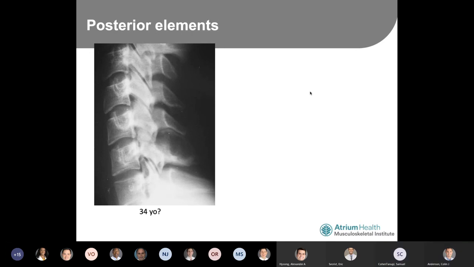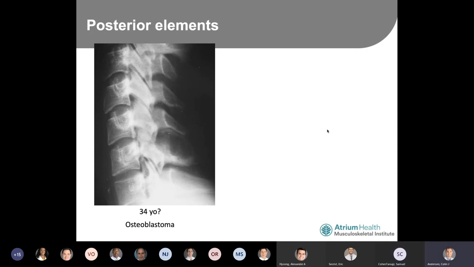I don't see any extension into the anterior columns, but I think a standard differential that we use for posterior spinal elements or posterior column of the spine would be aneurysmal bone cyst. Could also be an osteoid osteoma or osteoblastoma. Those are kind of the ones that jump to mind for this area. Good. This one is in fact an osteoblastoma.